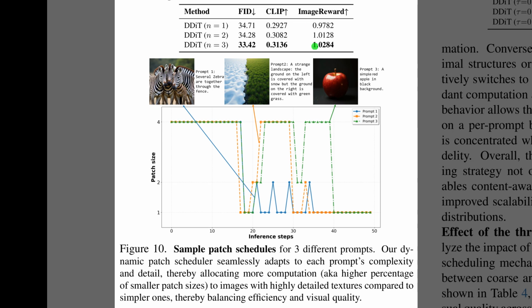Well, having verified the visual quality, let's look at the mechanics. Table 3, at the top, optimizes the complexity estimation. It finds that a third-order difference equation, n equals 3, best captures the temporal dynamics, yielding the highest scores. Figure 10, below, illustrates this adaptivity in practice. The plot tracks patch size decisions over time for the sample images. Notice the blue line for the zebras. It drops to fine patches early. In contrast, the green line for the simple apple stays coarse much longer, efficiently saving compute.